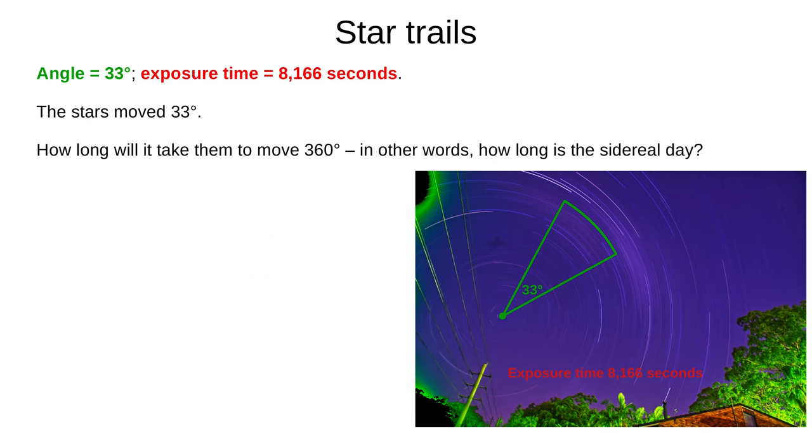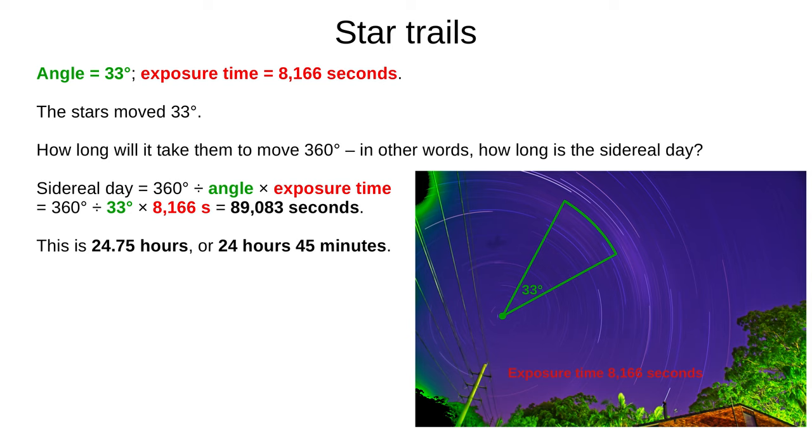So, in 8,166 seconds, the star moved 33 degrees. How long will it take to move 360 degrees? In other words, how long is the sidereal day? Use the equation sidereal day equals 360 degrees divided by the angle, times the exposure time. So 360 degrees divided by 33 degrees times 8,166 seconds. This gives 89,083 seconds, or 24.75 hours, 24 hours 45 minutes. You should learn this equation and be able to use it in the GCSE exam.